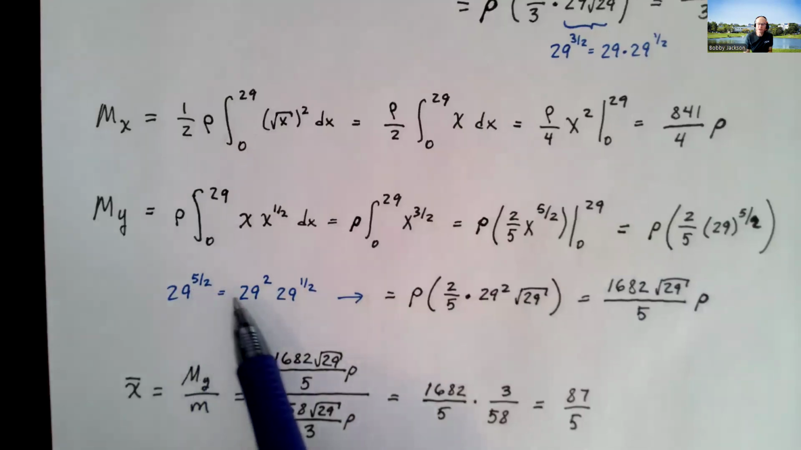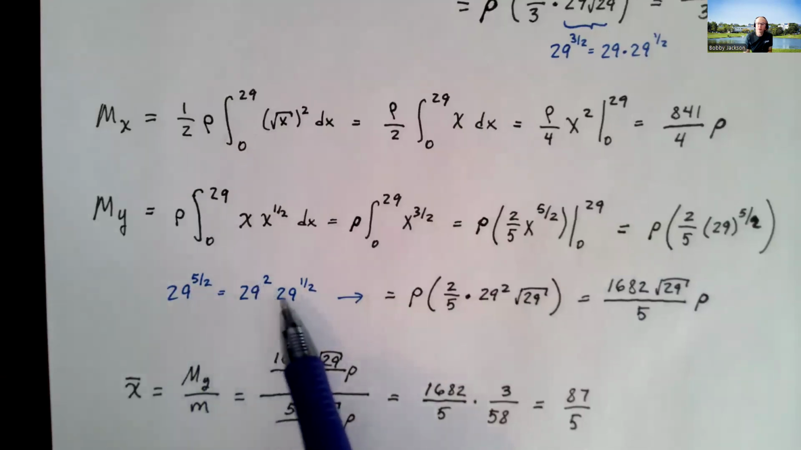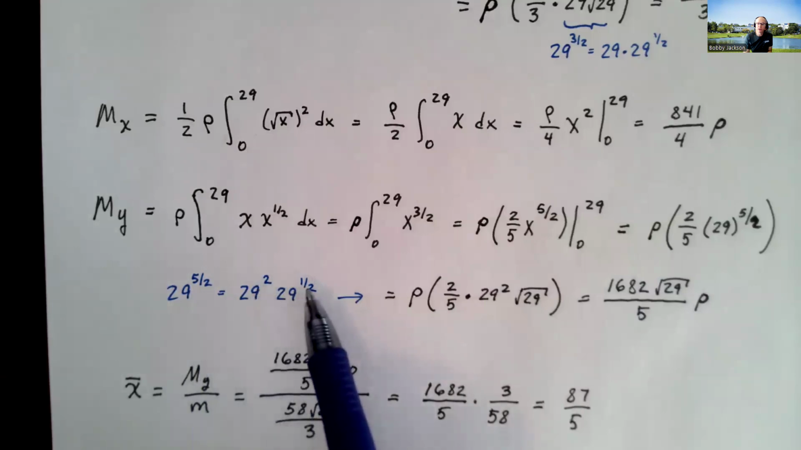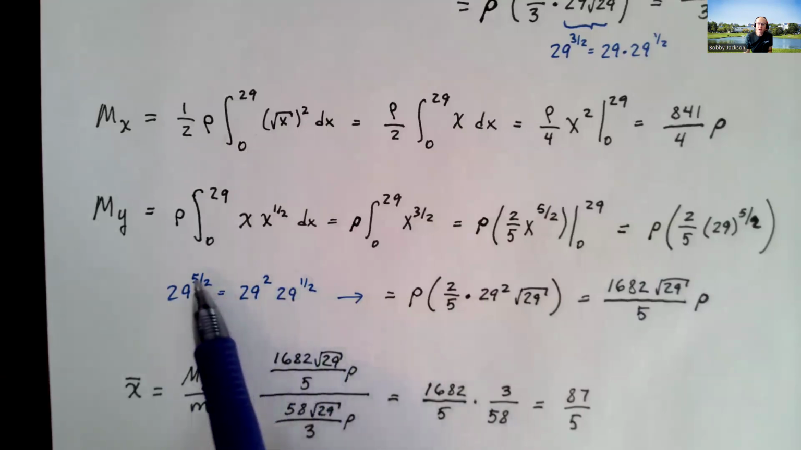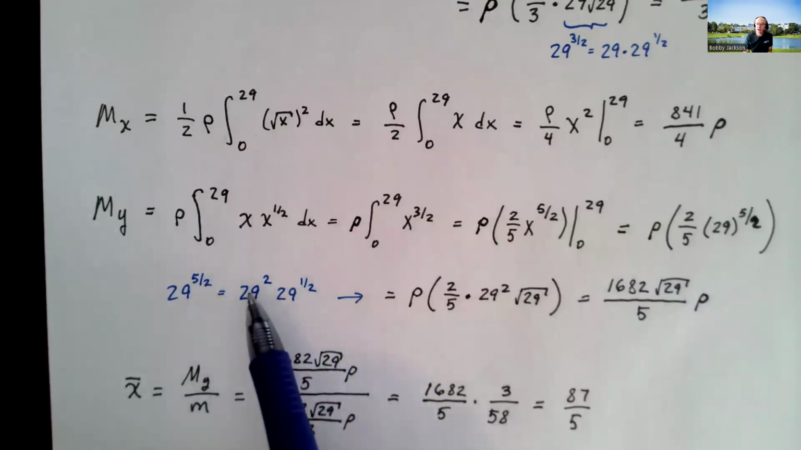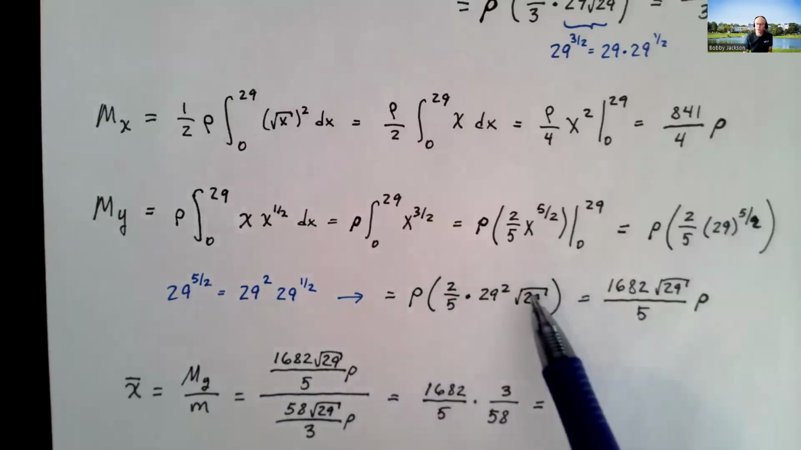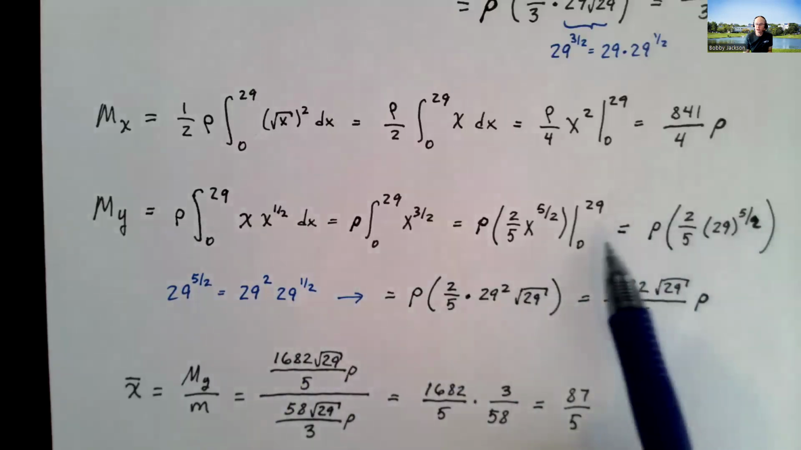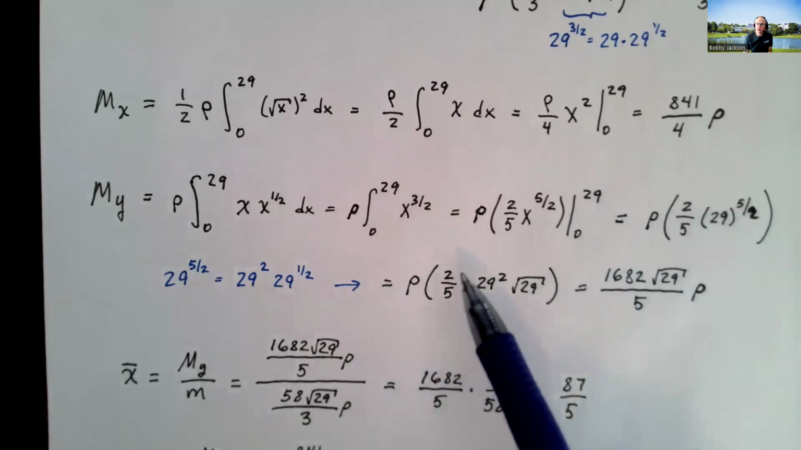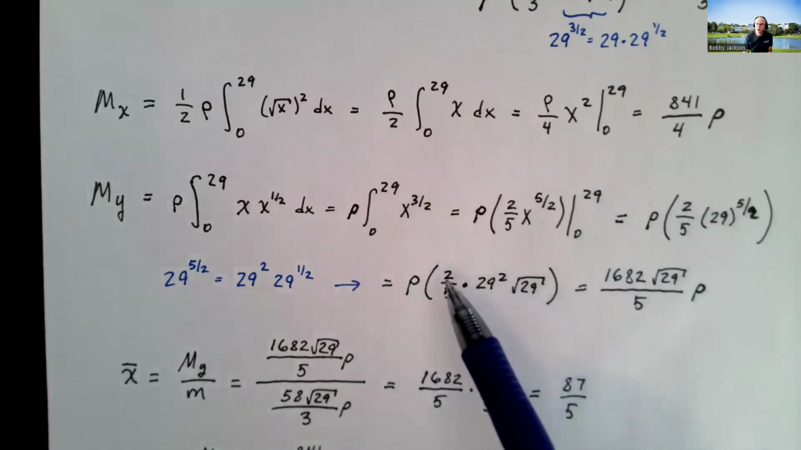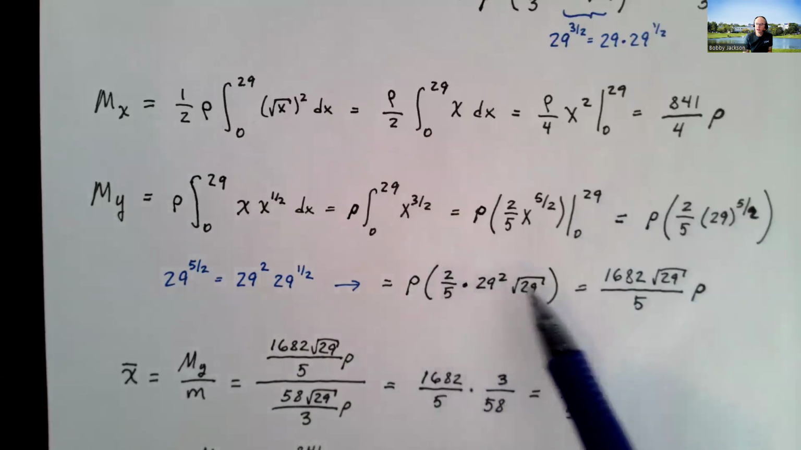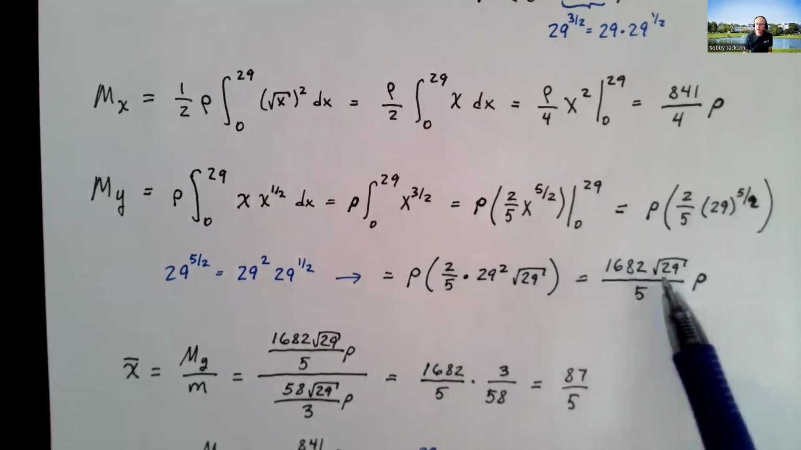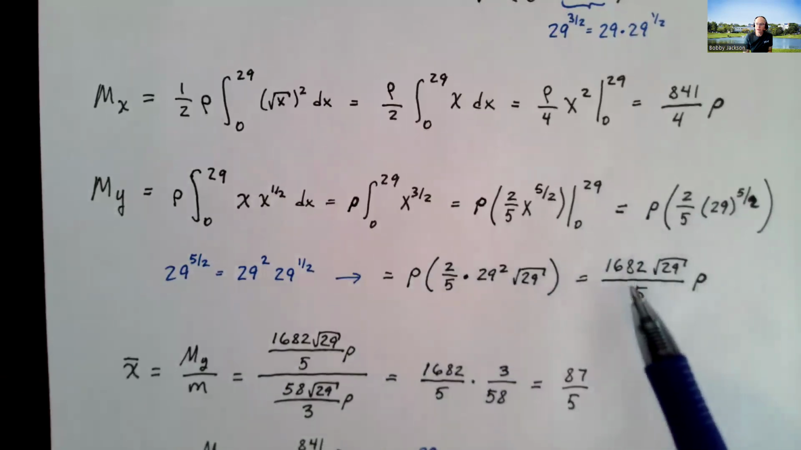I get 29 to the 5/2, and I'll do a similar thing like I did up here. 29 to the 5/2 is 29 squared times 29 to the 1/2, right? 2 plus a half is 2.5, or 5/2. And so 29 squared times the square root of 29, of course, minus 0 when I plug in 0. And so here's my expression. I go ahead and multiply 2 times 29 squared. I get that big number there.